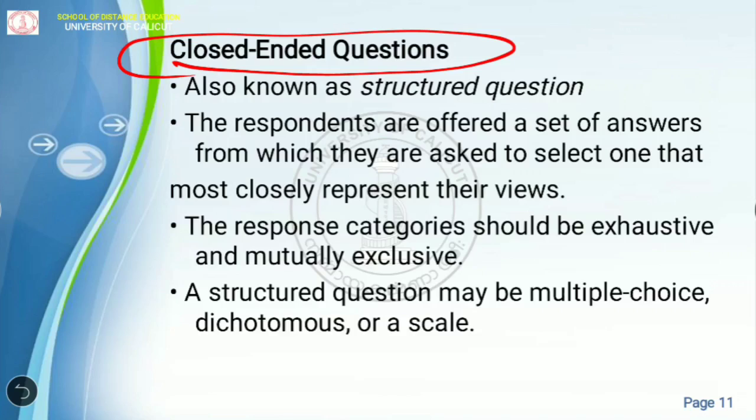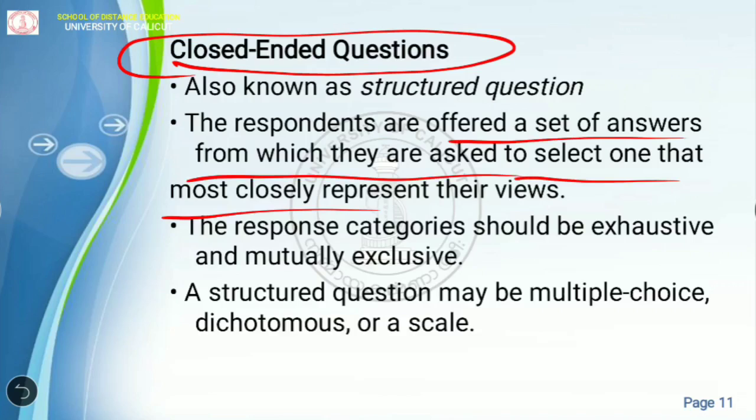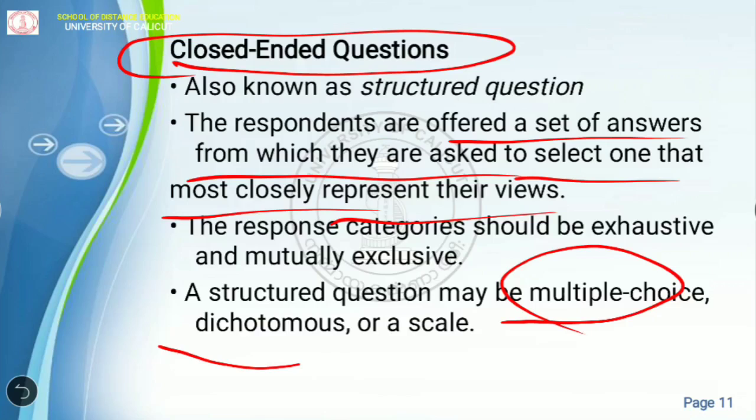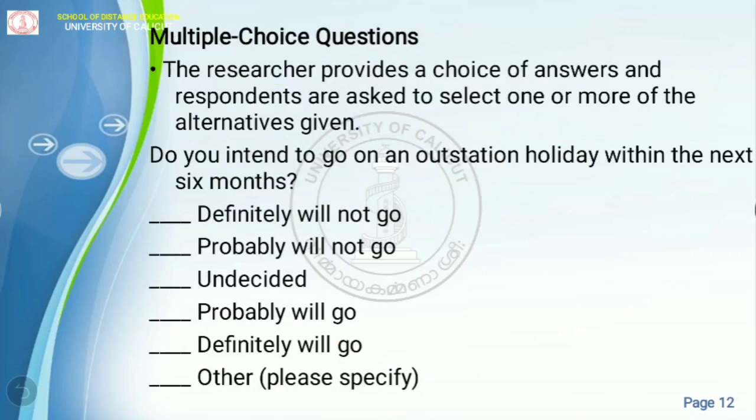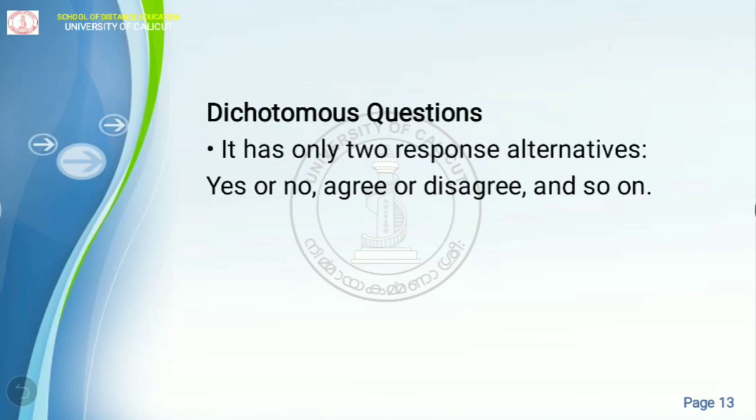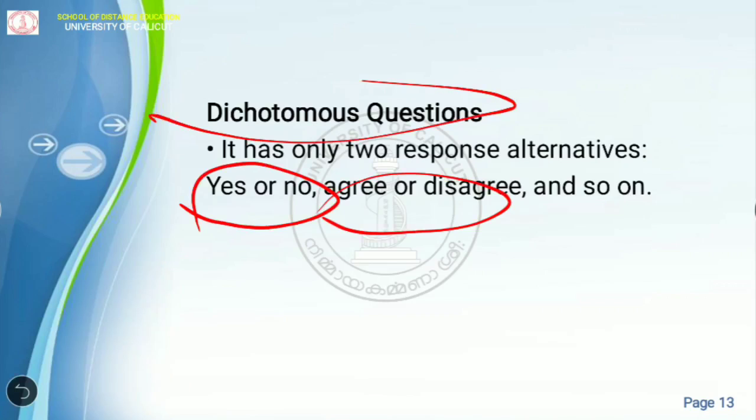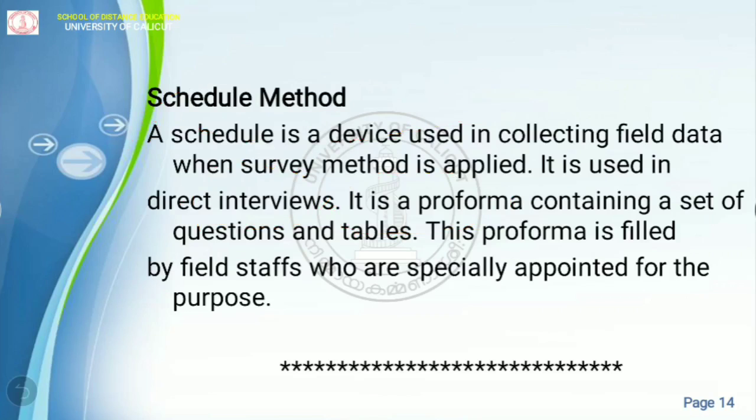Respondents are offered a set of answers from which they are asked to select the one that most closely represents their views. Closed-ended questions may be multiple choice questions, dichotomous questions, or scale questions. Multiple choice questions mean we have multiple choices to be selected. Dichotomous questions mean we have two options: yes or no, agree or disagree, good or bad. These types of questions are used in our research questionnaire.